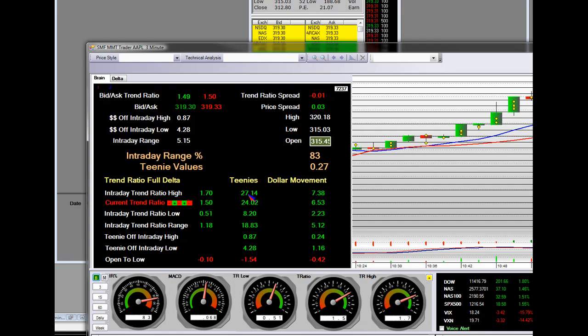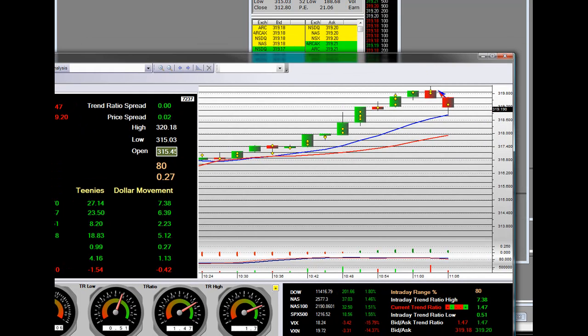So we were 27.14 teenies high. We're 23.87 teenies. See, we're that much. 7.38 equals those teenies. We're that many teenies or dollars off of that high. Almost $1 reversal right there. So this was almost $1 reversal. So that's when you know that the platform tells you when to sell up here. See, 319.16 by 22, 328.18 was a high. You'll know how to sell.